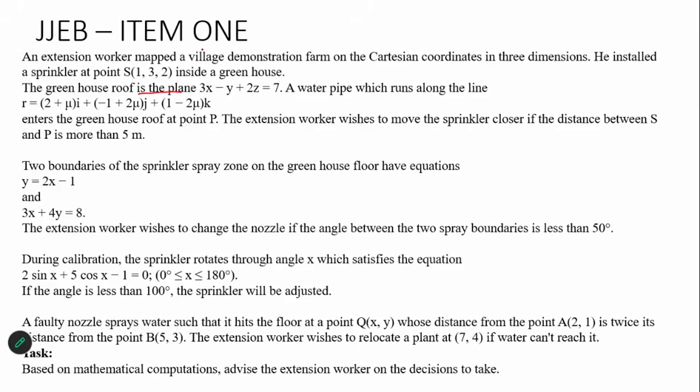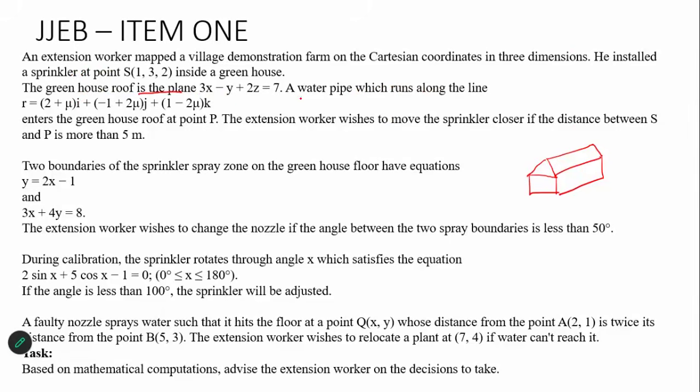So those who know a greenhouse, the way you see your house at home, that is how a greenhouse also looks like. You can imagine that you have a house and this is its roof, something like this. This is your house, and on this house you have a roof. That is a simple house. So they told us that inside this house they installed a sprinkler at this point. But they went on and told us that the greenhouse roof is a plane. Now you can look at a plane as a surface, but in 3 dimensions.